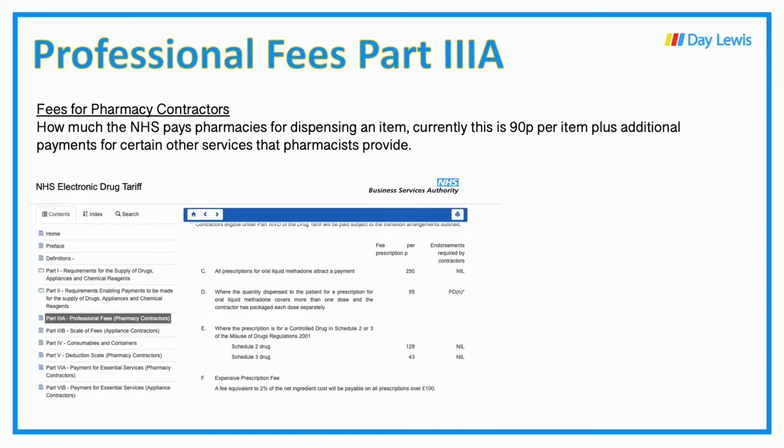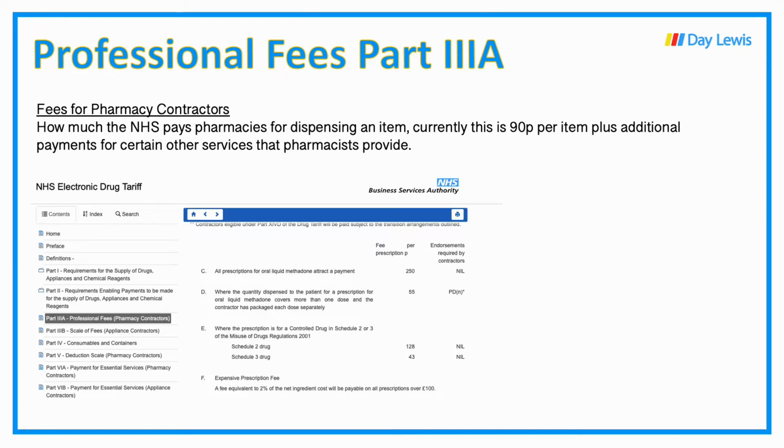So now looking at professional fees, or Part 3A of the drug tariff. So remember when it came to endorsing prescriptions, on the bottom left hand box you needed to write the number of items that you have dispensed. So that usually relates to the number of fees that the pharmacy is going to get, and this is how much the NHS pays pharmacies for dispensing an item. So currently that's 90 pence per item, plus any additional payments for certain services that the pharmacist might provide.